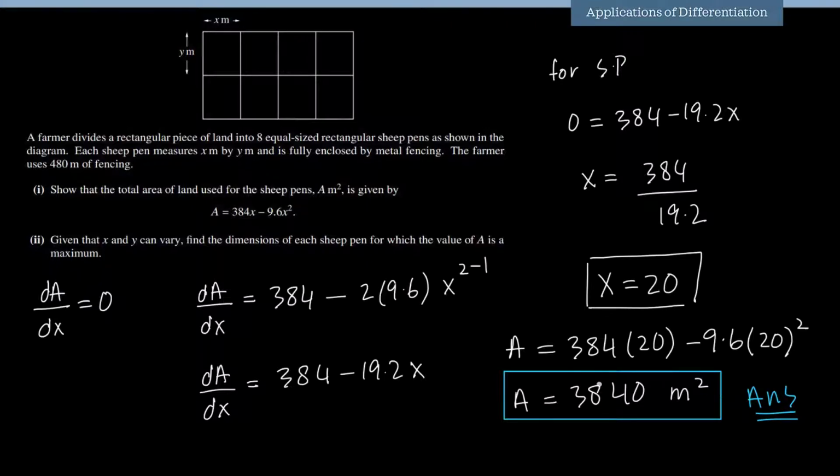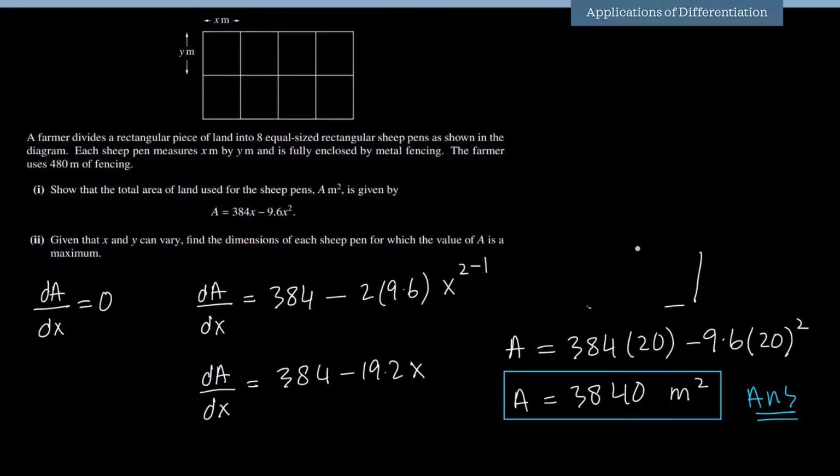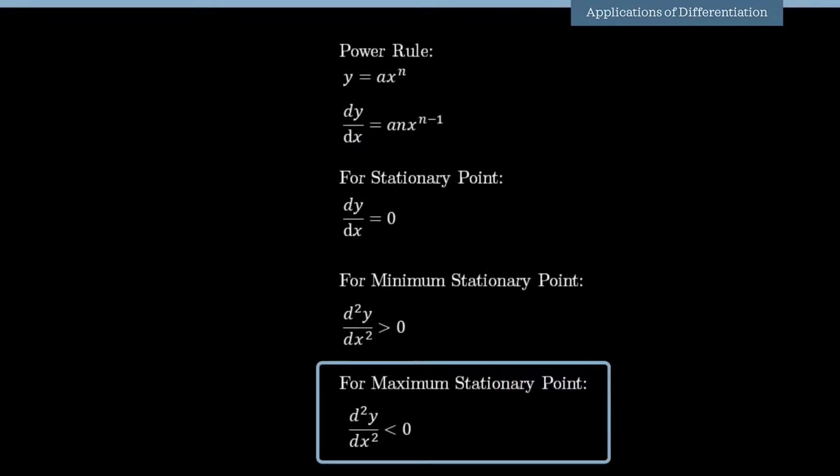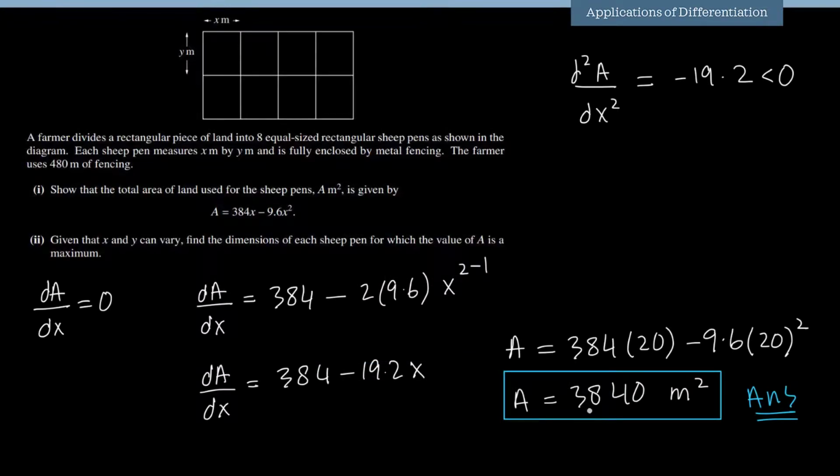Now to verify whether this area is a maximum or a minimum area, as it can be either one, because we found dA upon dx is equal to 0, which can be true for both maximum and minimum points. So in order to find whether it's a maximum or a minimum area, I'm going to find the double derivative. When I differentiate this equation again, d squared A divided by dx squared is going to be equal to minus 19.2, and this is less than 0. And when the double derivative is less than 0, the stationary point is a maximum stationary point. Hence this area is a maximum area.